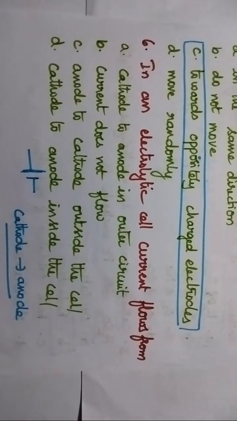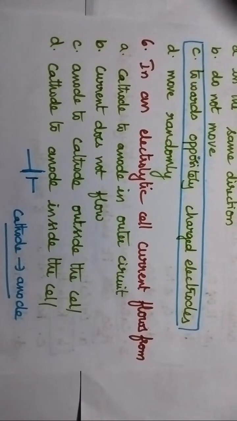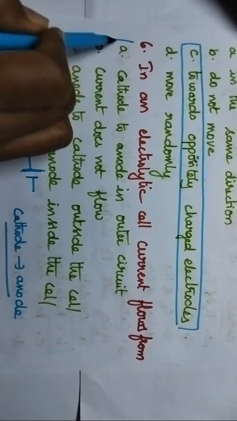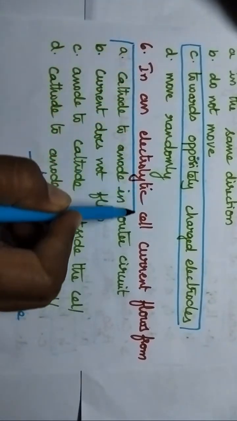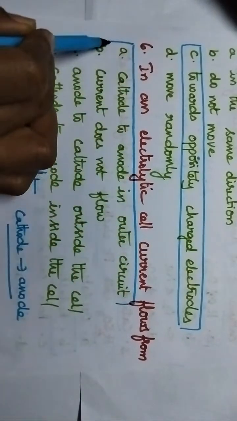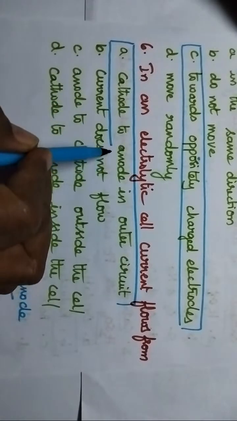Yes, very good. Each and every student gave the right answer. So, the current flows from cathode to anode in the outer circuit.